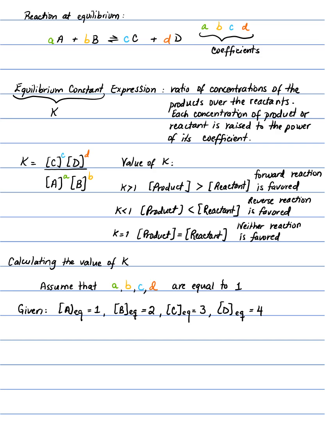Now, I have here at the top of the page a generic reaction. In capital letters A, B, C, D, I'm representing the reactants and the products: reactants A and B, the products C and D. And then I'm using the same letters but lowercase to represent the coefficients. So you have a coefficient a for your reactant A, coefficient b for your reactant B, coefficient c for your product C, and then coefficient d for the last product D.